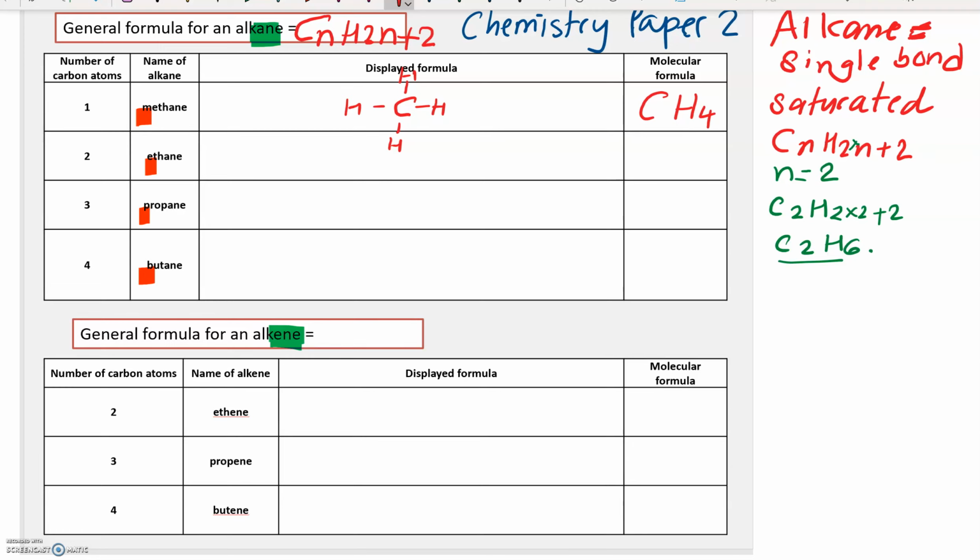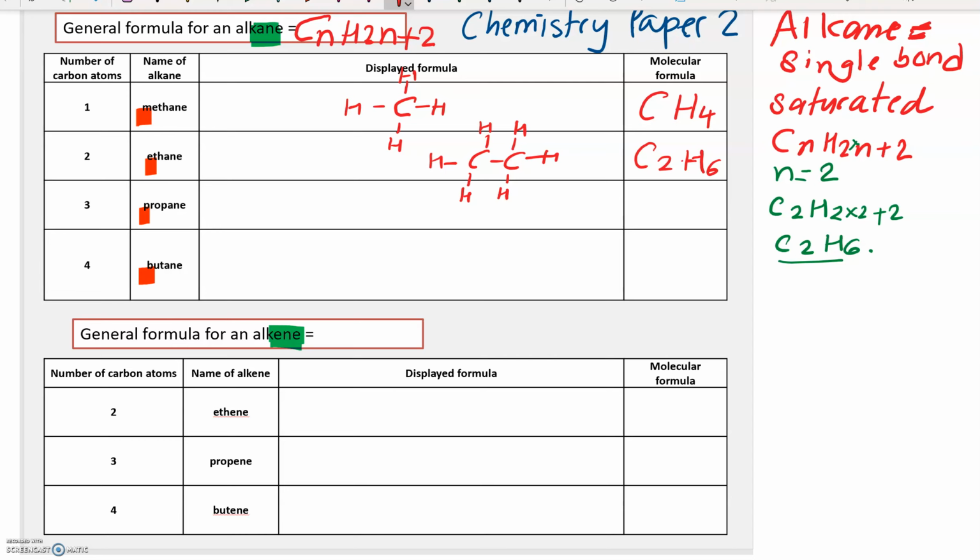This time I have 2 carbons, and you'll notice each carbon has 4 bonds. Again, each carbon is connected to hydrogens, and then the formula here becomes C2H6, like I showed you how to calculate using the generic formula.